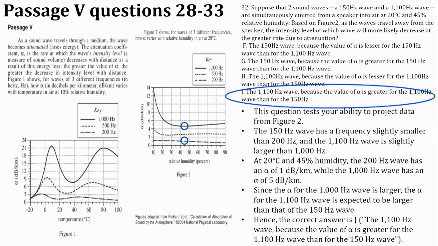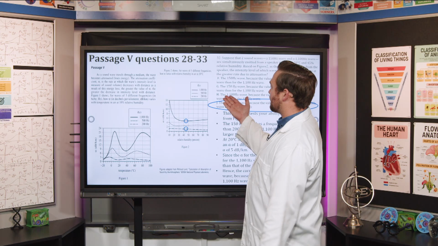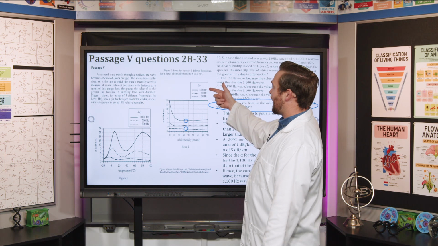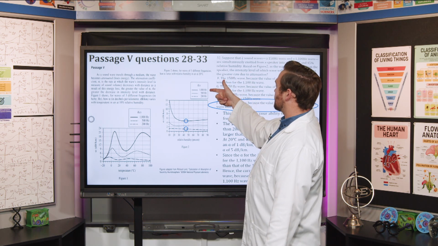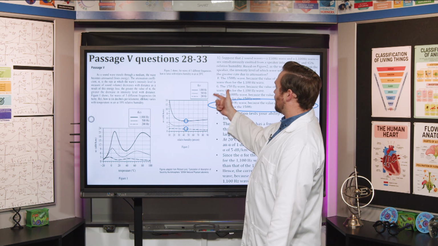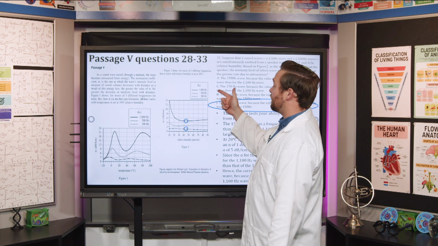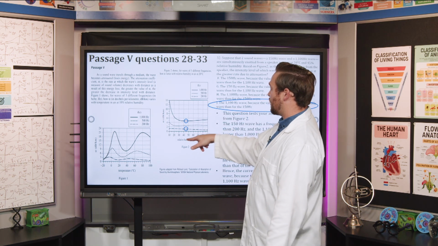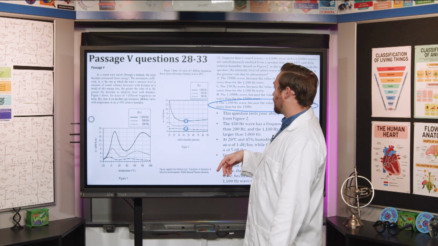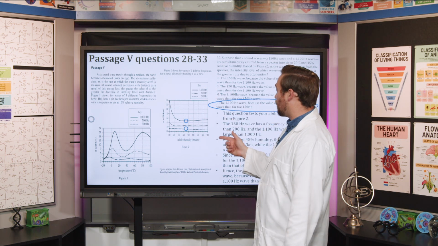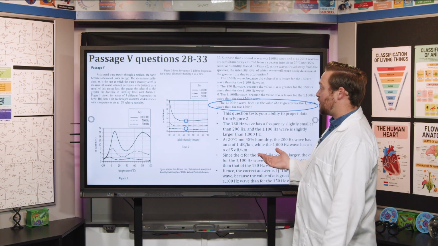So again, we're looking at figure 2. We don't have a line for 1001 and for 150, but they're pretty close to information that we already have. So we're going to use the 1000 to represent the 1001, and we're going to use the 200 hertz sound wave to represent the 150. We can use that information and line it up here at 45% relative humidity, and that's going to help us find the correct answer. You can see here that the 1000 would be greater than the 200, and so that means that J is going to be the correct answer.